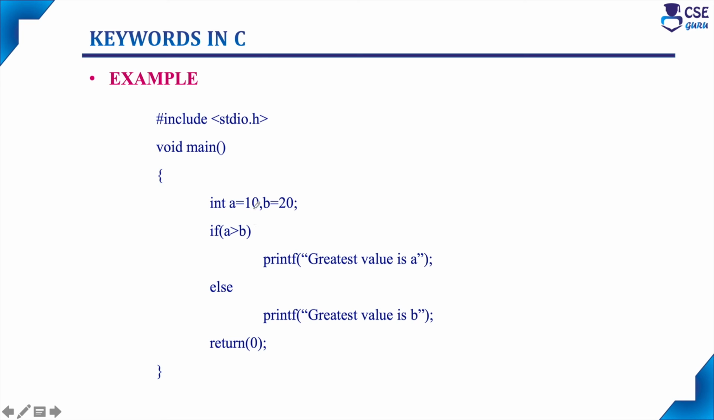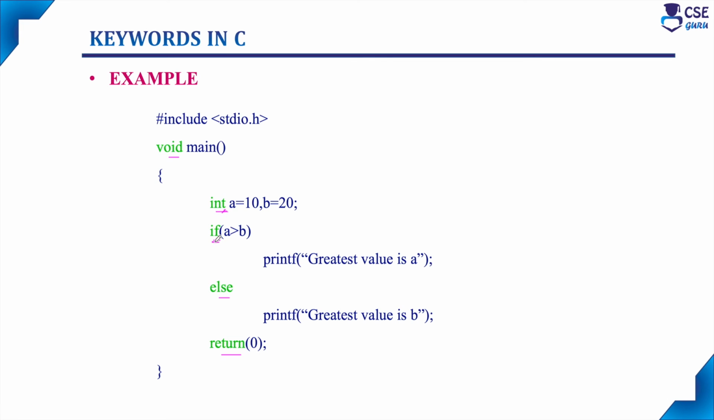Next, if you are considering, this is a program to print the greatest of two numbers. In this example program, the keywords are void, int, if is a keyword, again else is a keyword, return is a keyword. This void is a keyword used along with the function definition to represent its return data type. Int is a keyword used to declare integer variables. So here a and b are nothing but integer variables. So in C language, if you are using any variable, the variable should be declared before it is used.